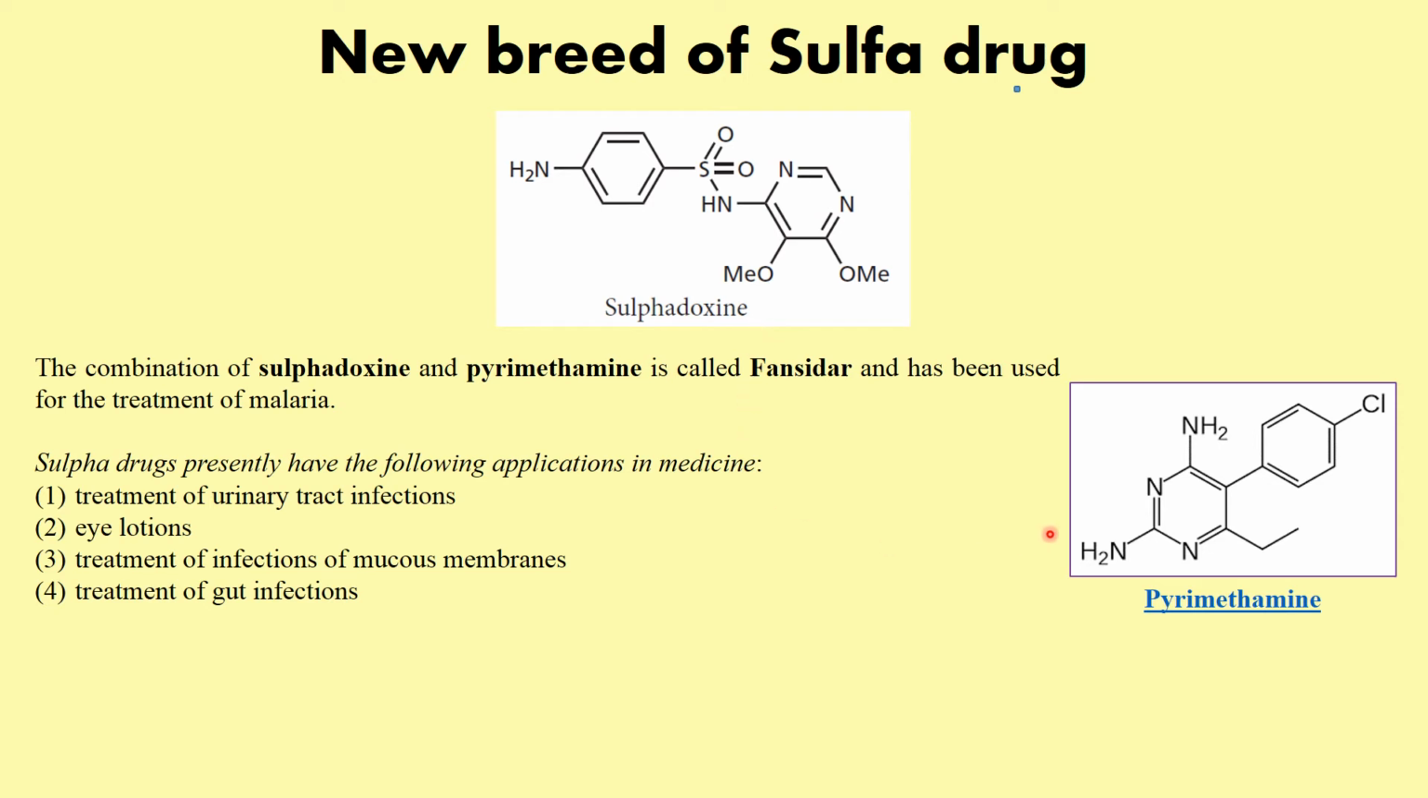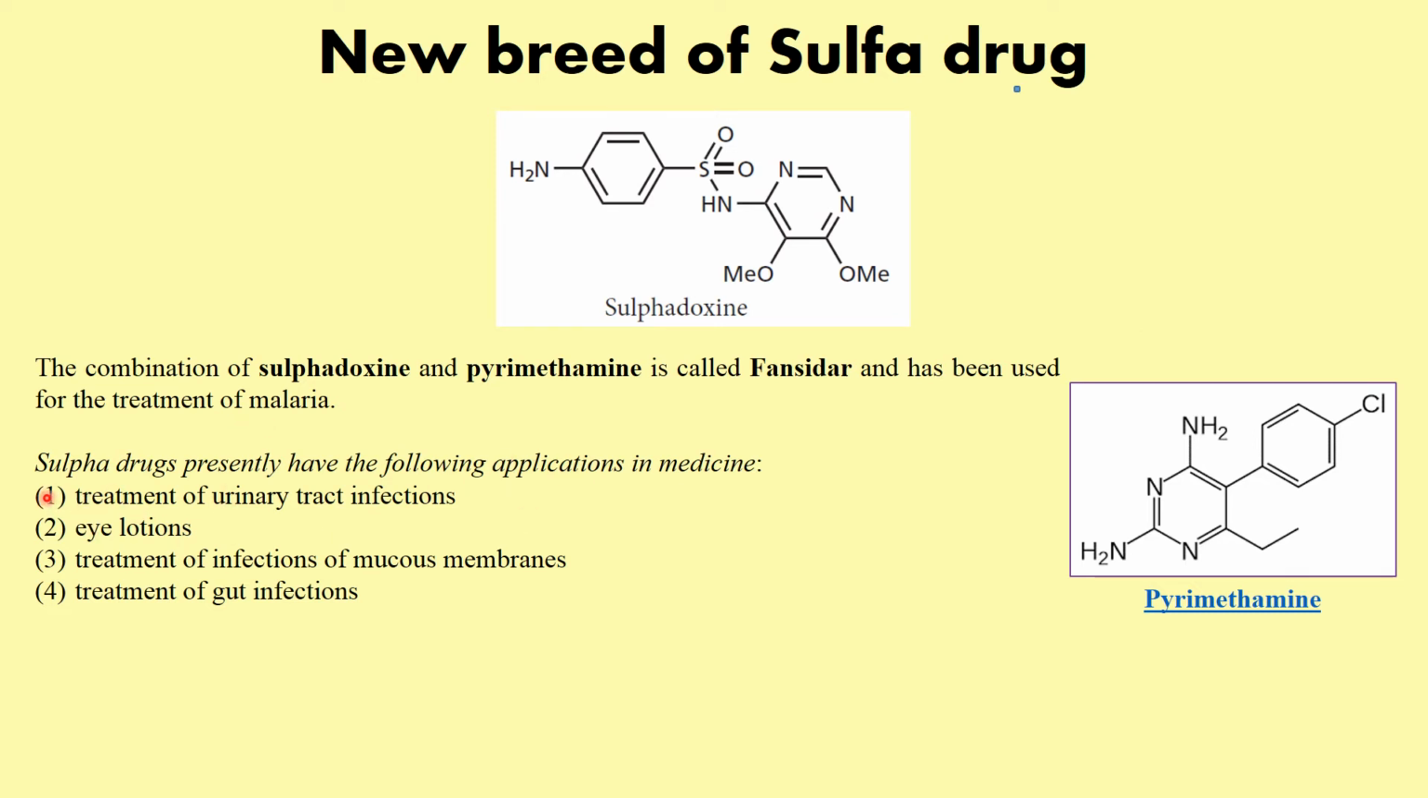So when you take this particular drug sulfadoxine along with pyrimethamine, the combination of these two is called Fansidar, and it is used to treat malaria. So we can clearly understand how a combination of drugs can be very effective against diseases like malaria.